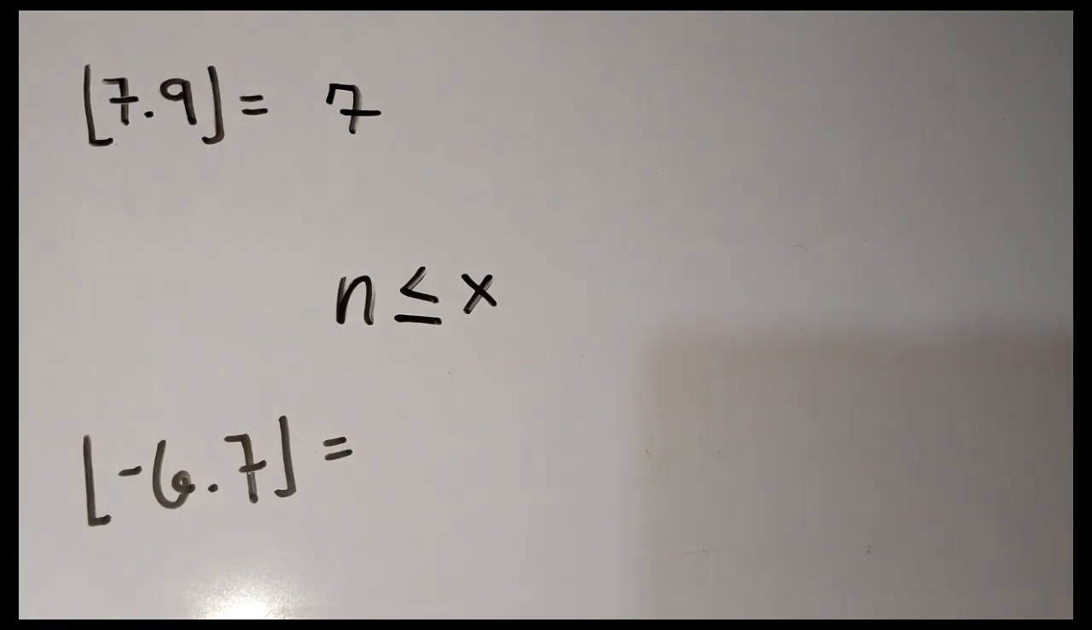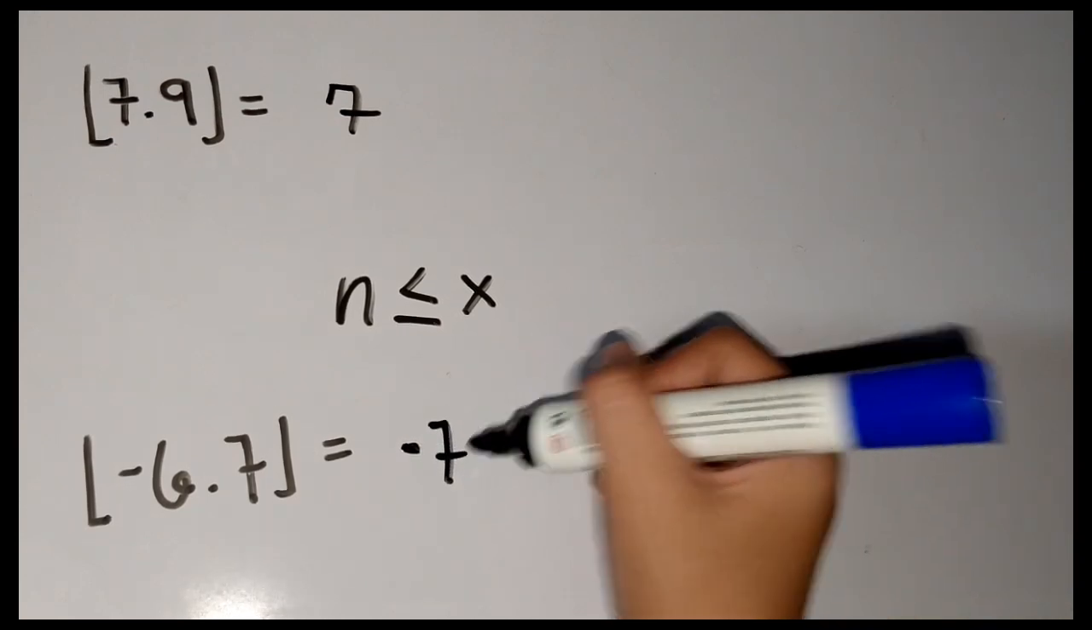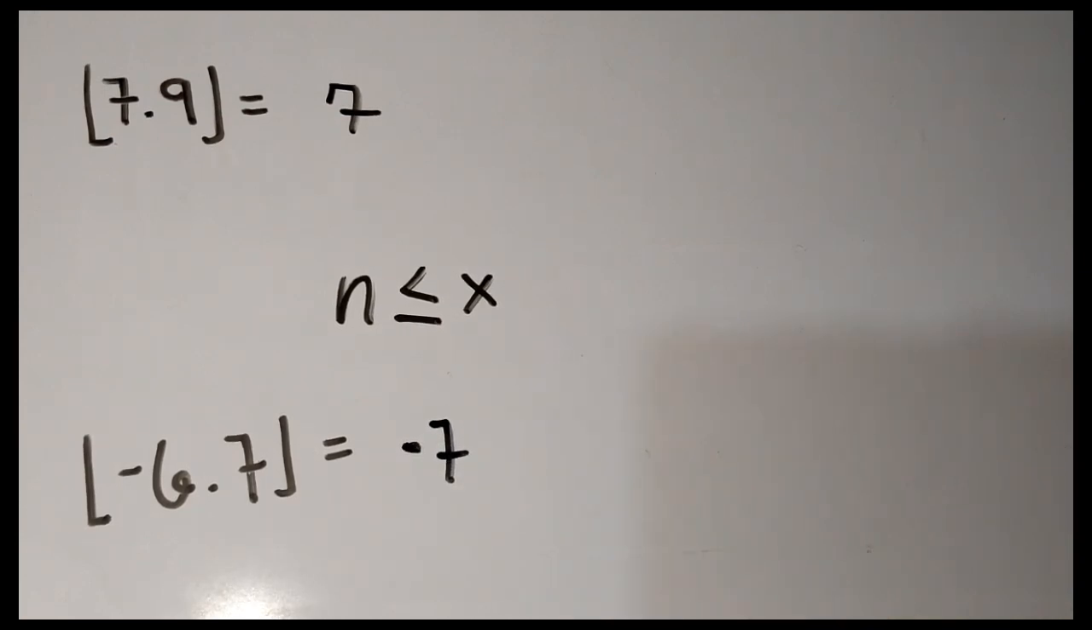Now how about negative 6.7? What is the greatest integer function of negative 6.7? Correct. Negative 7. Why? On the number line, negative 6.7 can be found between negative 6 and negative 7. And we all know that negative 7 is less than negative 6. So the greatest integer function of negative 6.7 is negative 7.